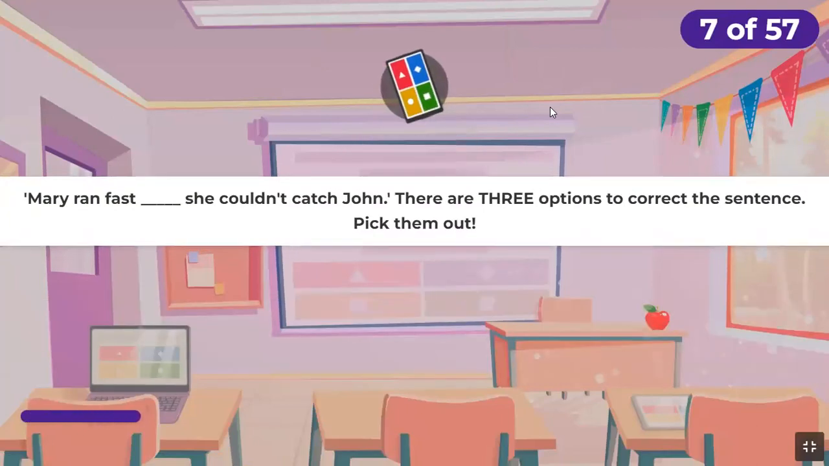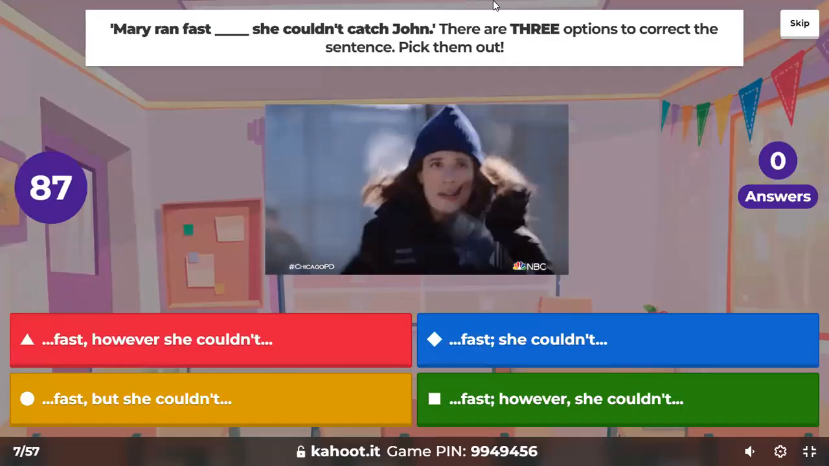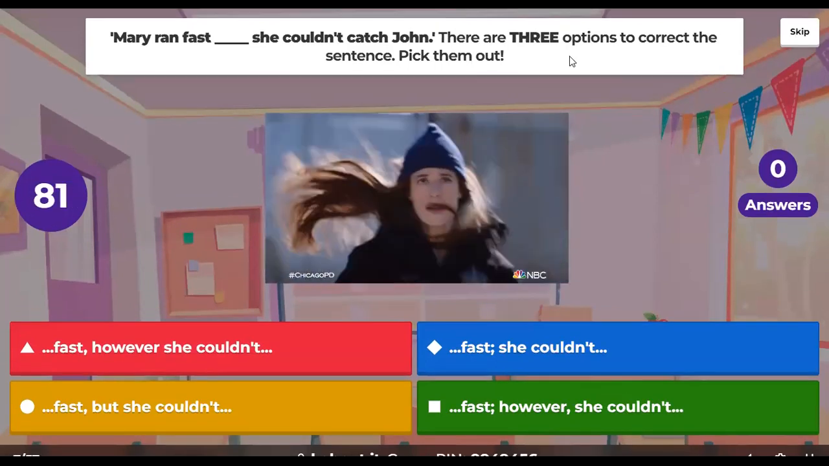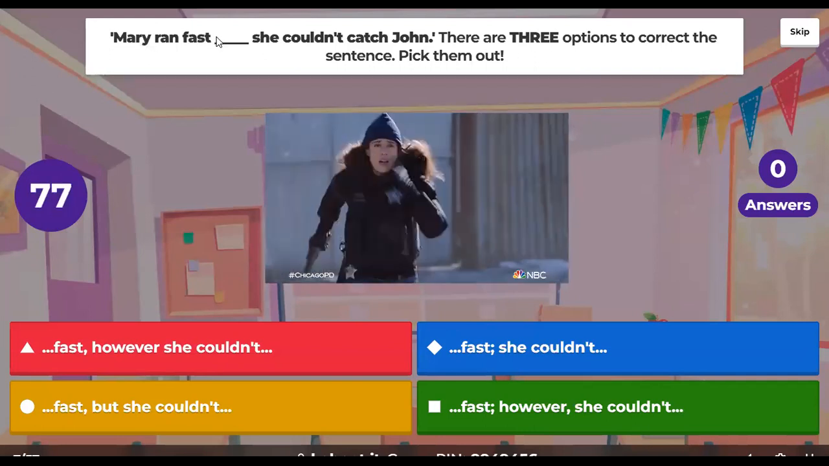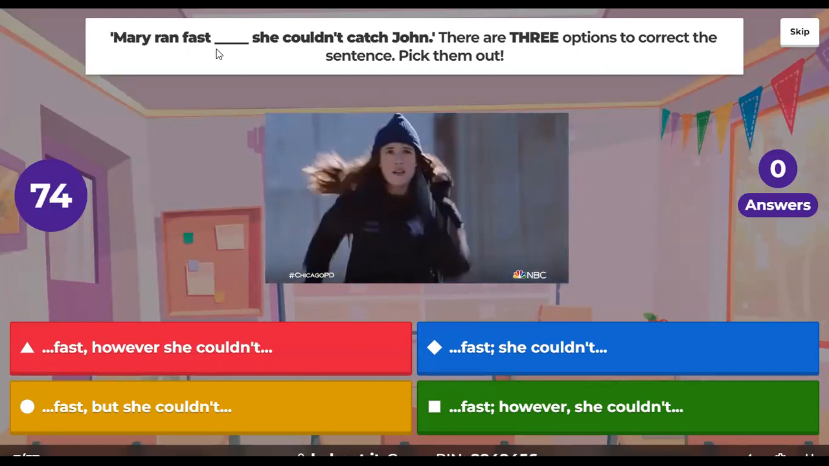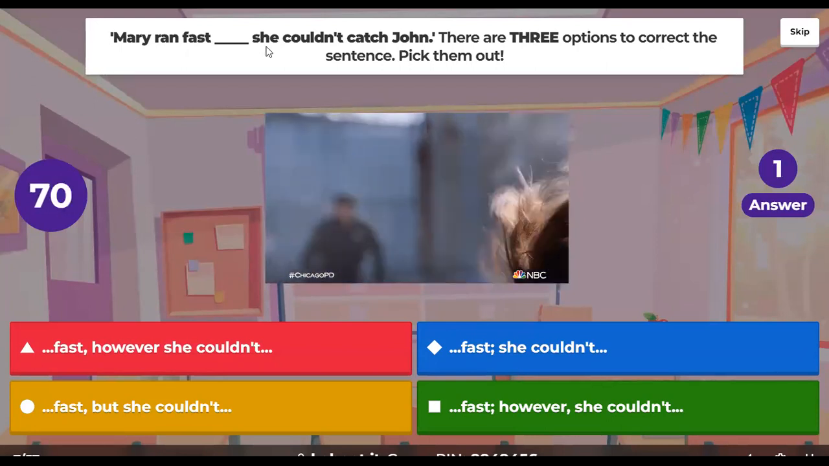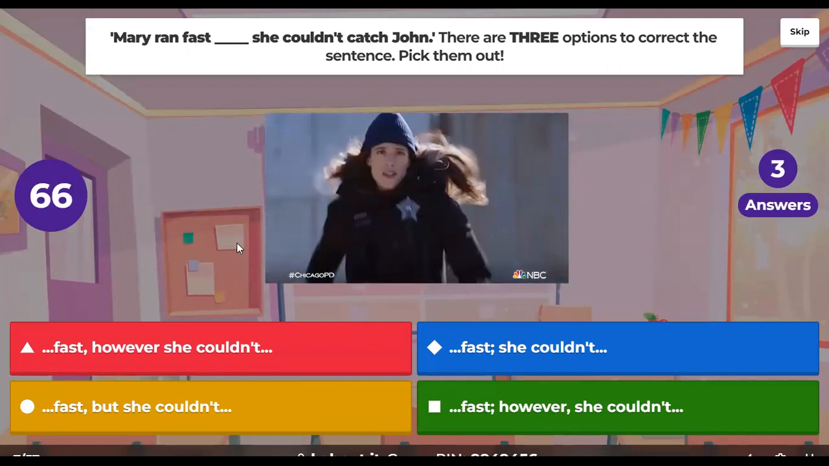Okay, this question is a double score question, and you need to select more than one answer. Mary ran fast. Okay, she couldn't catch John. Now here there are three options to correct the sentence. Speak them out. So this sentence is wrong. Mary ran fast. She couldn't catch John. There's one mistake, and you need to fix it. We can fix it in three ways. There are three ways to fix this mistake. Pick them out.